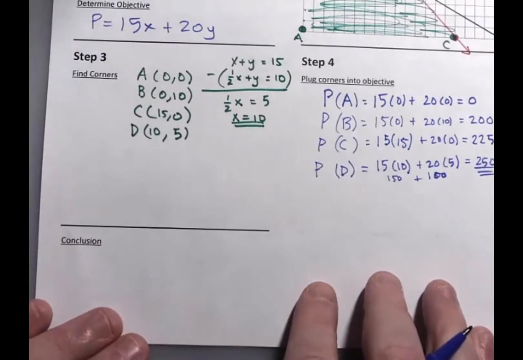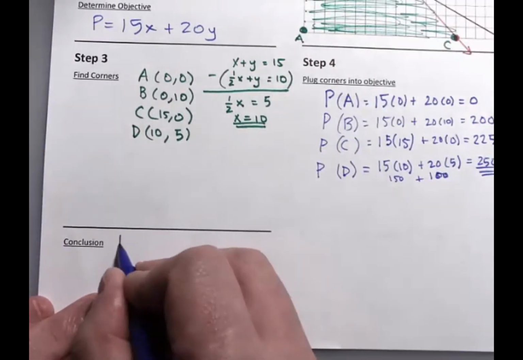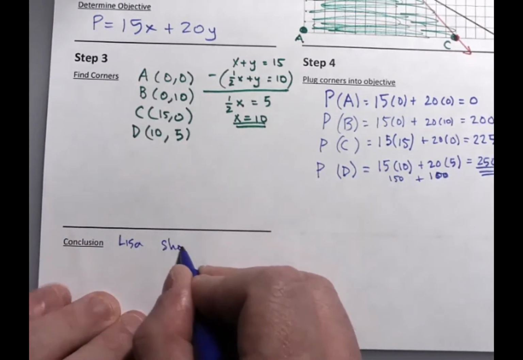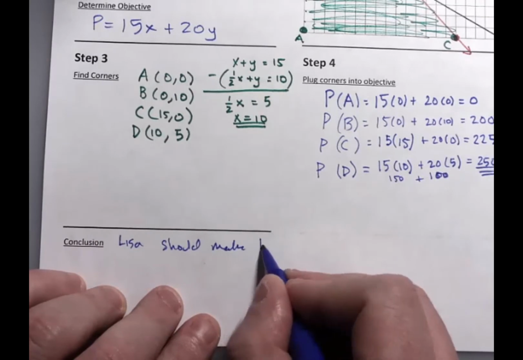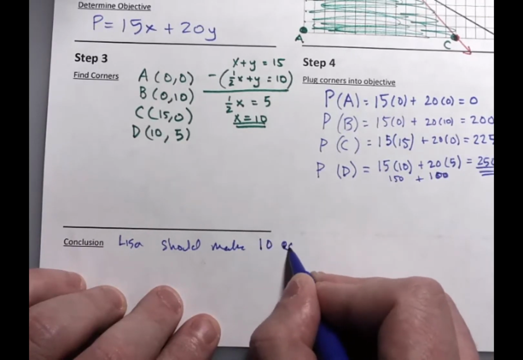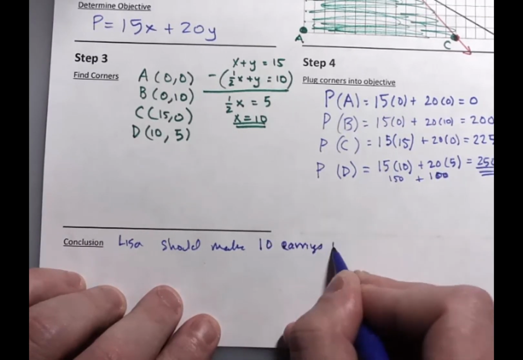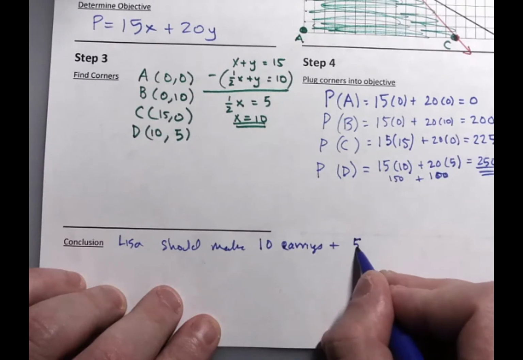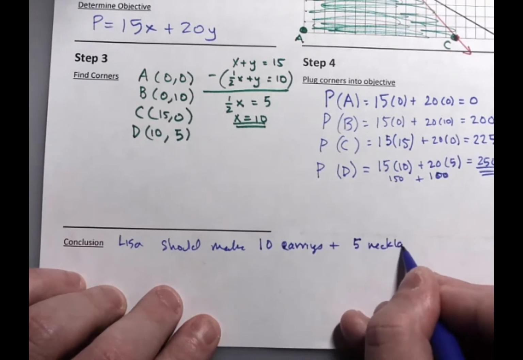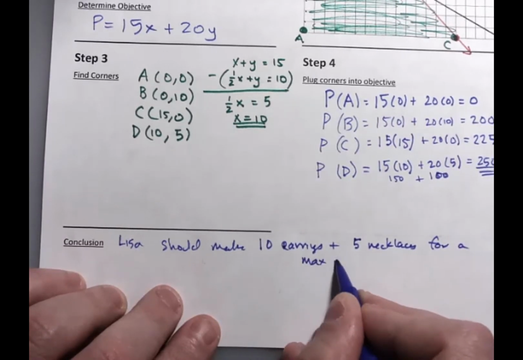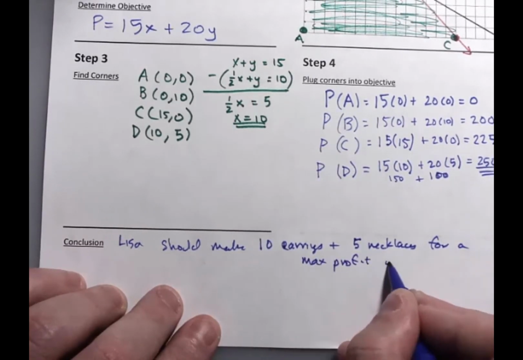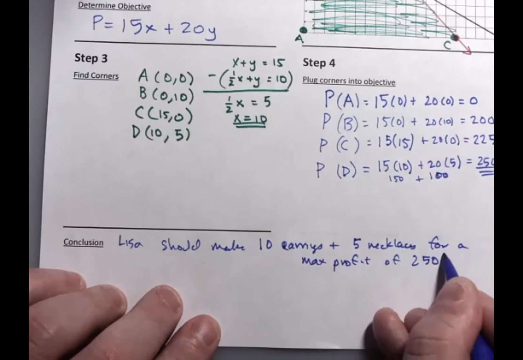So what would the conclusion to the problem be? Lisa should make 10 earrings and 5 necklaces for a max profit of $250.